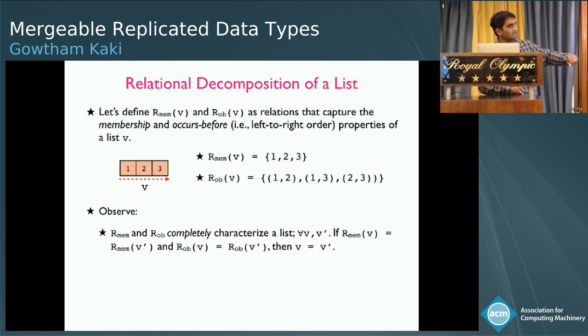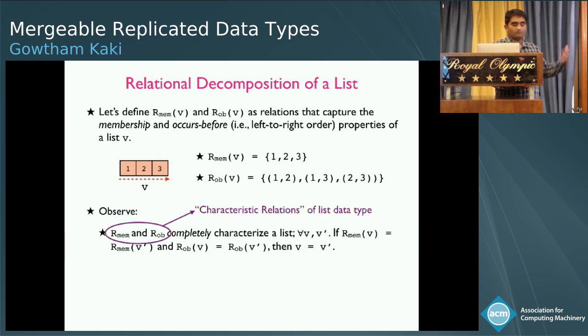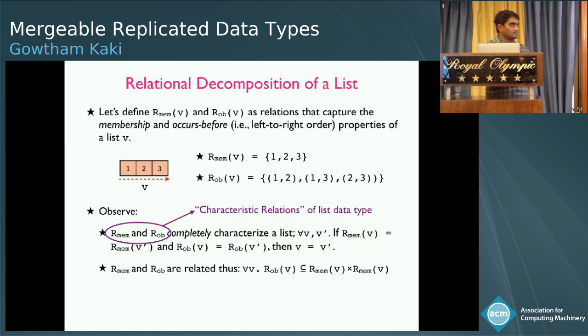So observe that with this characterization, the relations RMM and ROB completely capture the list. That is, if you know the RMM and ROB relations of a list, we can reconstruct the list. Or in other words, if two lists agree on RMM and ROB, both are the same list. So we call these the characteristic relations of the list data type. RMM and ROB are related through a subsumption relation. That's the only relationship; they're not otherwise independent.